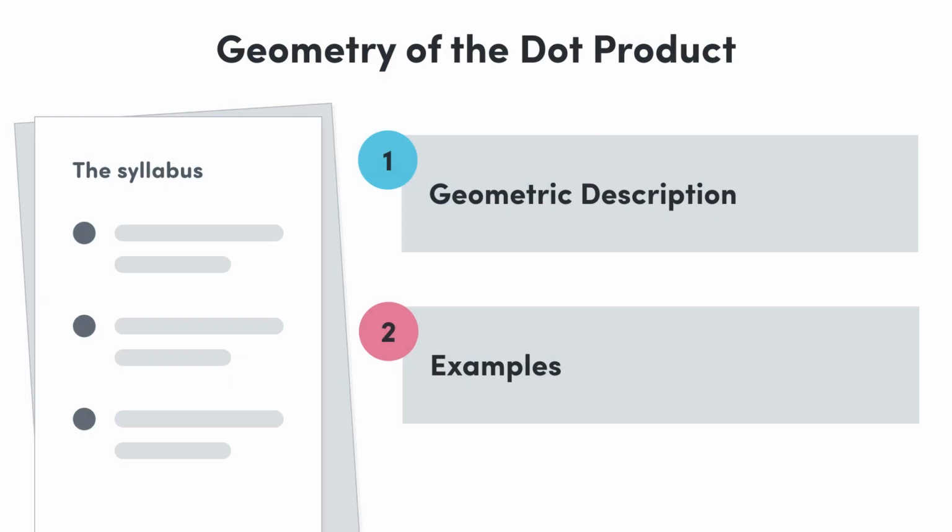Welcome back. We've already explored the dot product through a formula, so in this video we're going to describe the dot product more geometrically. We'll firstly introduce a geometric formula for the dot product, and we'll prove where the formula comes from. We'll follow that up with some examples on how to use this formula.